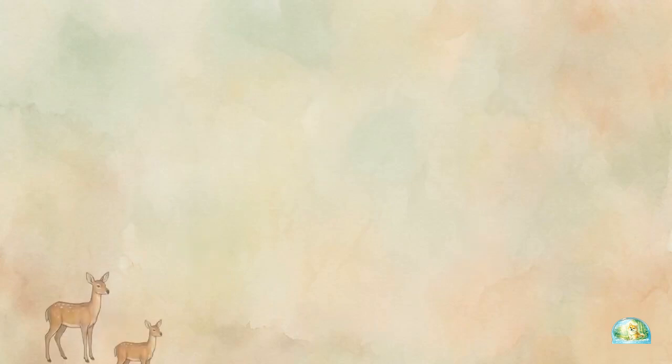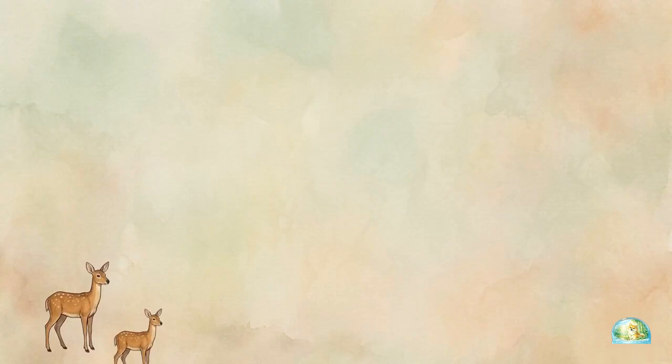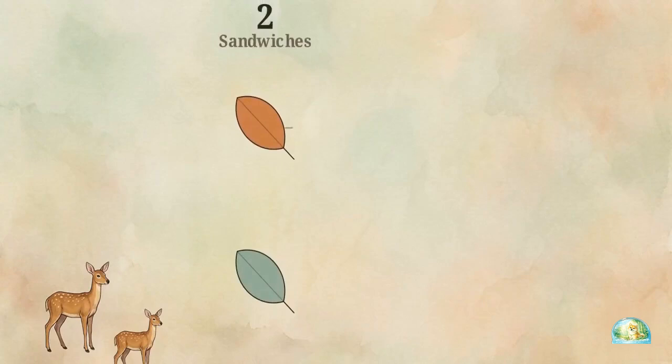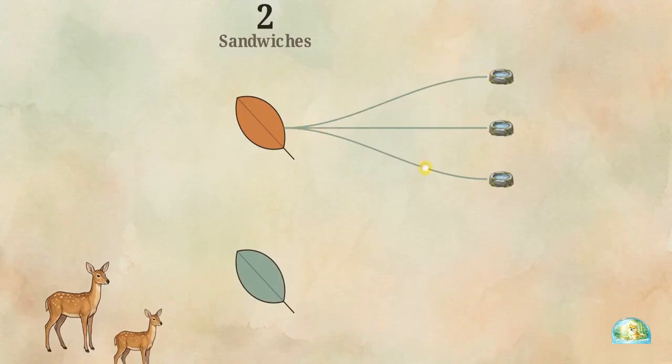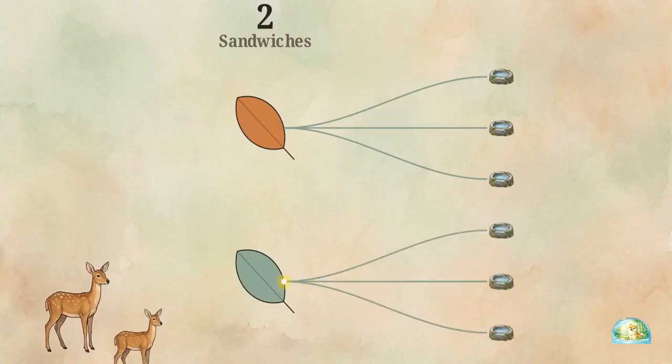These deer are observing another way to organize outcomes, a natural tree diagram. This model maps the pairings of 2 sandwich choices with 3 drink choices. The first stage physically branches out. We can trace every possible secondary drink choice connected to the first sandwich leaf.